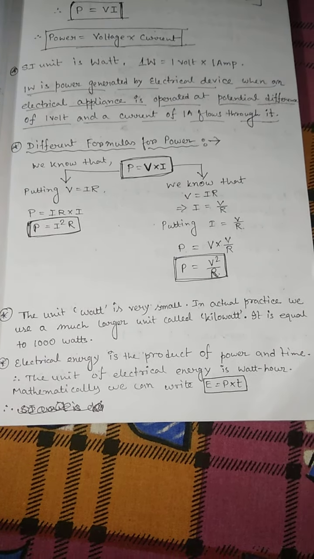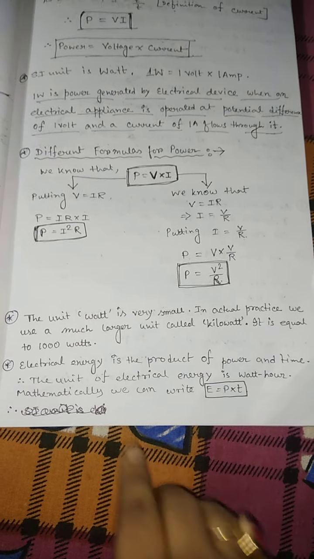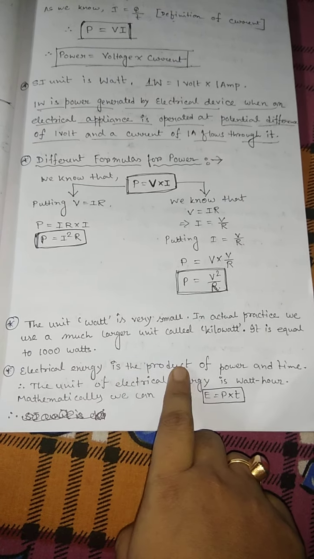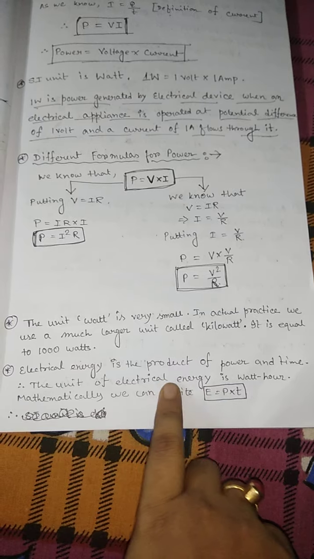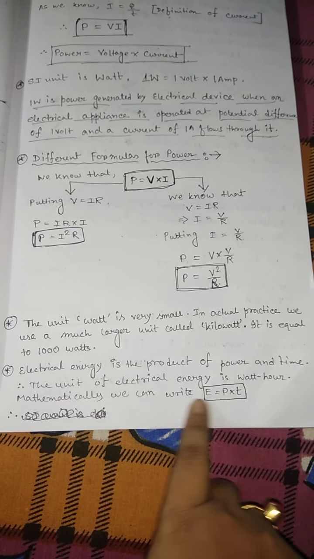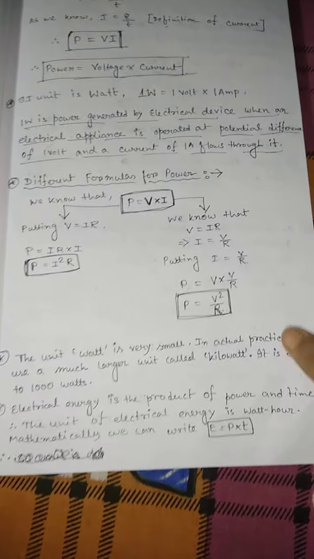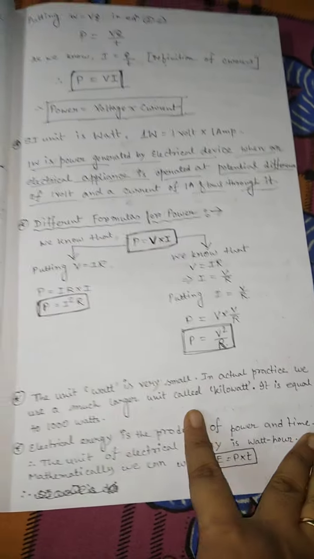Normally we use kilowatt hour. So electrical energy is a product of power and time. The unit of electrical energy is watt hour. Mathematically we can write E equals P into T. This is the mathematical form of electrical energy.